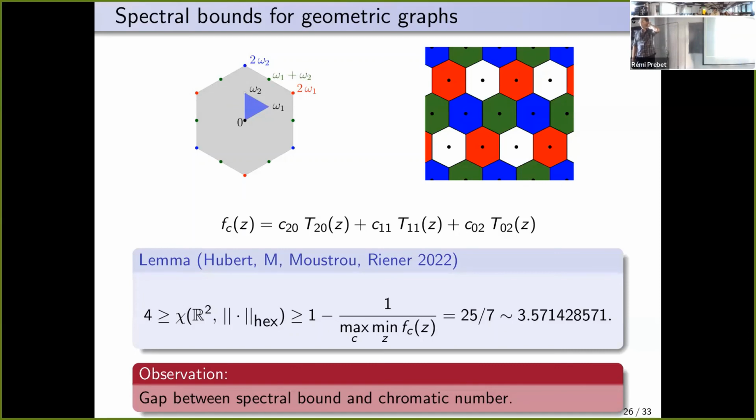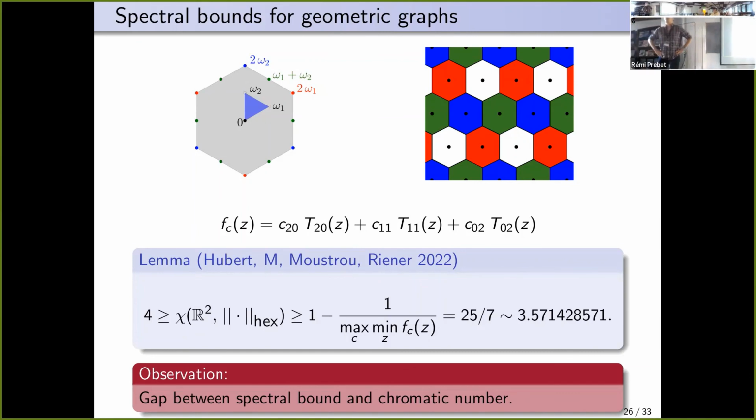And one thing that you can show quite easily is the chromatic number of this graph. So R^2 with the norm given by the hexagon has chromatic number exactly 4. This is what you see on the right hand side. Those are the minimum and maximum colors that you need.